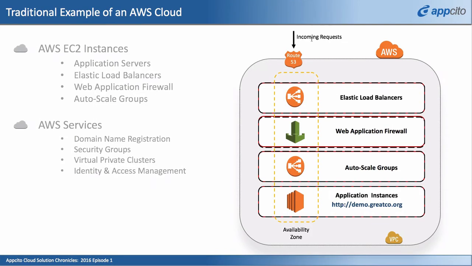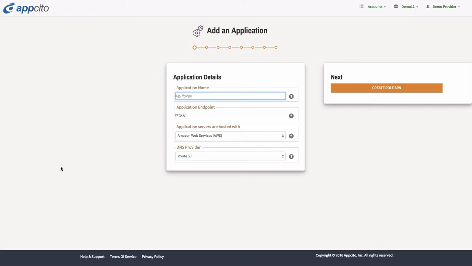And here we have some incoming requests serviced by Route 53 DNS. And then that request is going to be serviced by Elastic Load Balancers, web application firewalls, and auto-scaling groups that are front-ending the application instances. In this case, the app is called demo.greatcode.org. So let's take a look at how Appcito then provides value for this kind of infrastructure setup.